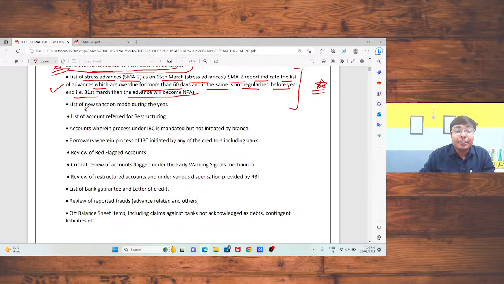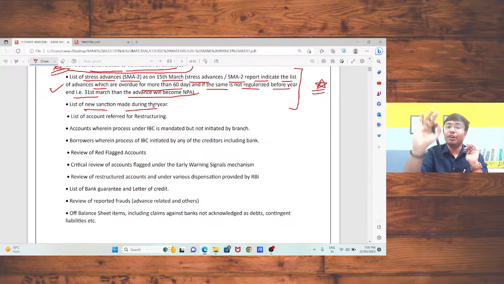Now, list of newly sanctioned loans made during the year. You should demand one report from the bank manager of what new sanctions there are in your bank, because for those new sanctions this is our responsibility. We should check the documentation from that.